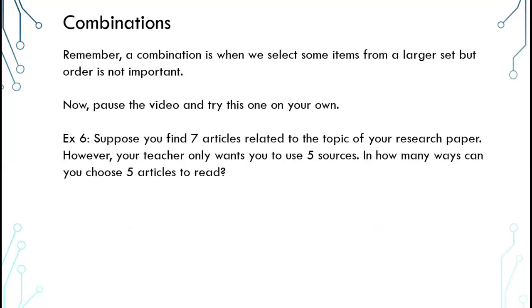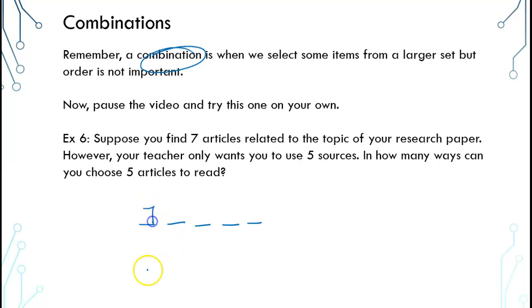Pause the video and try this one on your own. You've got 7 articles related to the topic of your research paper. Your teacher only wants you to use 5 sources. In how many ways can you choose your 5 articles to read? Go ahead and try this now. Hopefully, you knew that you only want 5 articles. We don't care about which order. We're not ranking them in order of our favorite. We're just choosing 5 from the 7, which is why this is a combination.